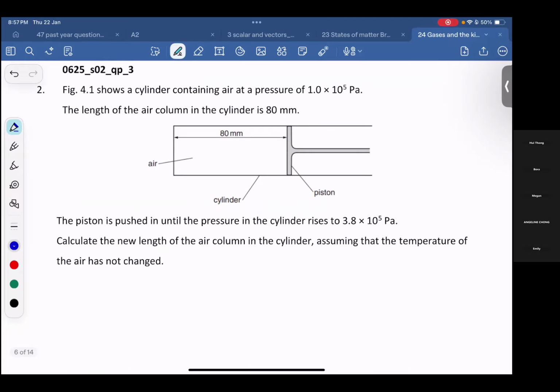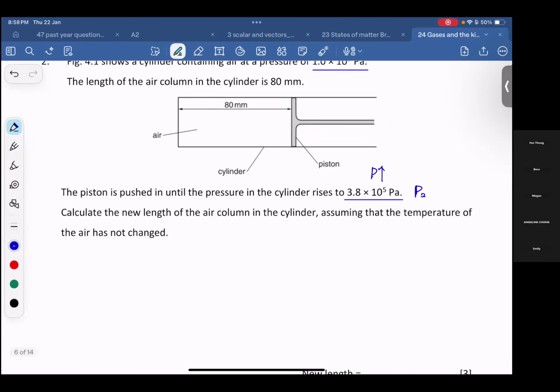Okay, this one is a cylinder containing air at the pressure. I know that this is my pressure, P1. The length of the air column in the cylinder is 80 mm. The piston is pushed in until the pressure rises to 3.8 times 10 power 5. This one is pushed in, so pressure becomes higher. Can you see that the pressure becomes higher? So it's 3.8 times 10 power 5. Calculate the new length. Teacher, we are using P1 V1 equals P2 V2.